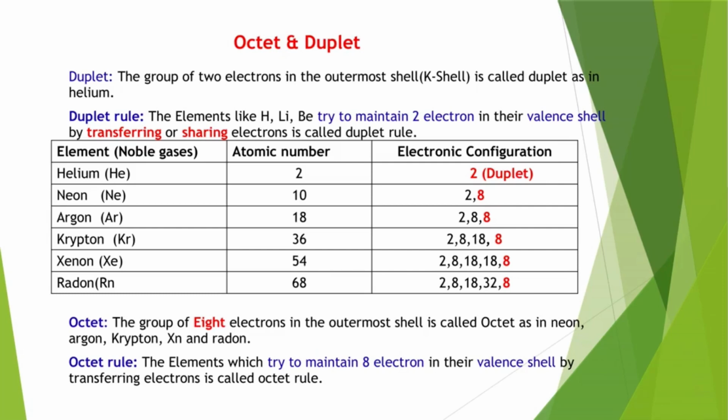Is it clear? What is a duplet? What is the duplet rule? And what is an inert gas? And why is helium called an inert gas? Why is neon called an inert gas? What will you say? Because its atomic number is 10 and its electronic configuration is 2,8, and it has a stable electronic configuration and does not take part in chemical reactions. That is why neon is called an inert gas. Like that, the element may be changed, and the question may be given like this: why is argon called, why is krypton called, why is xenon called, why is radon called an inert gas. Okay. Now, next slide.